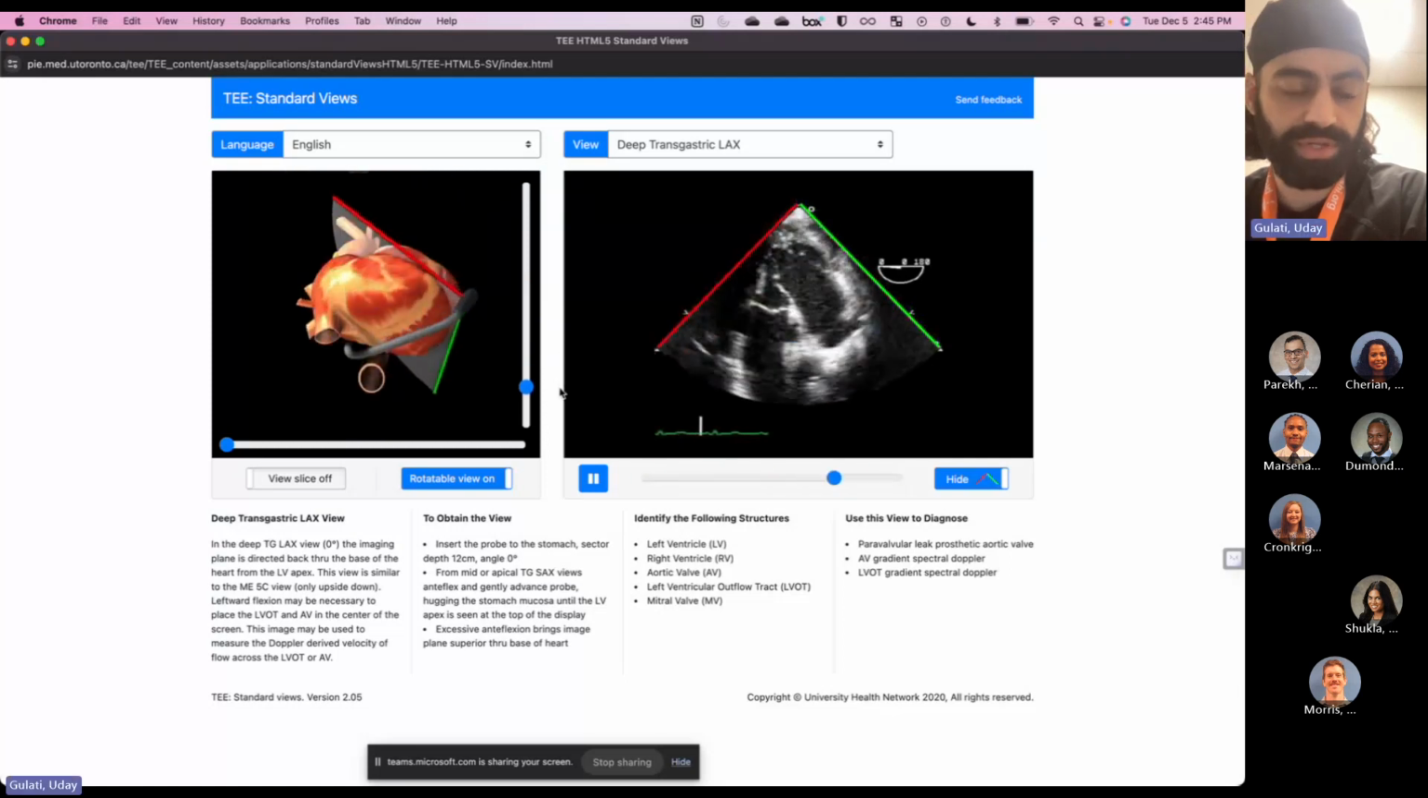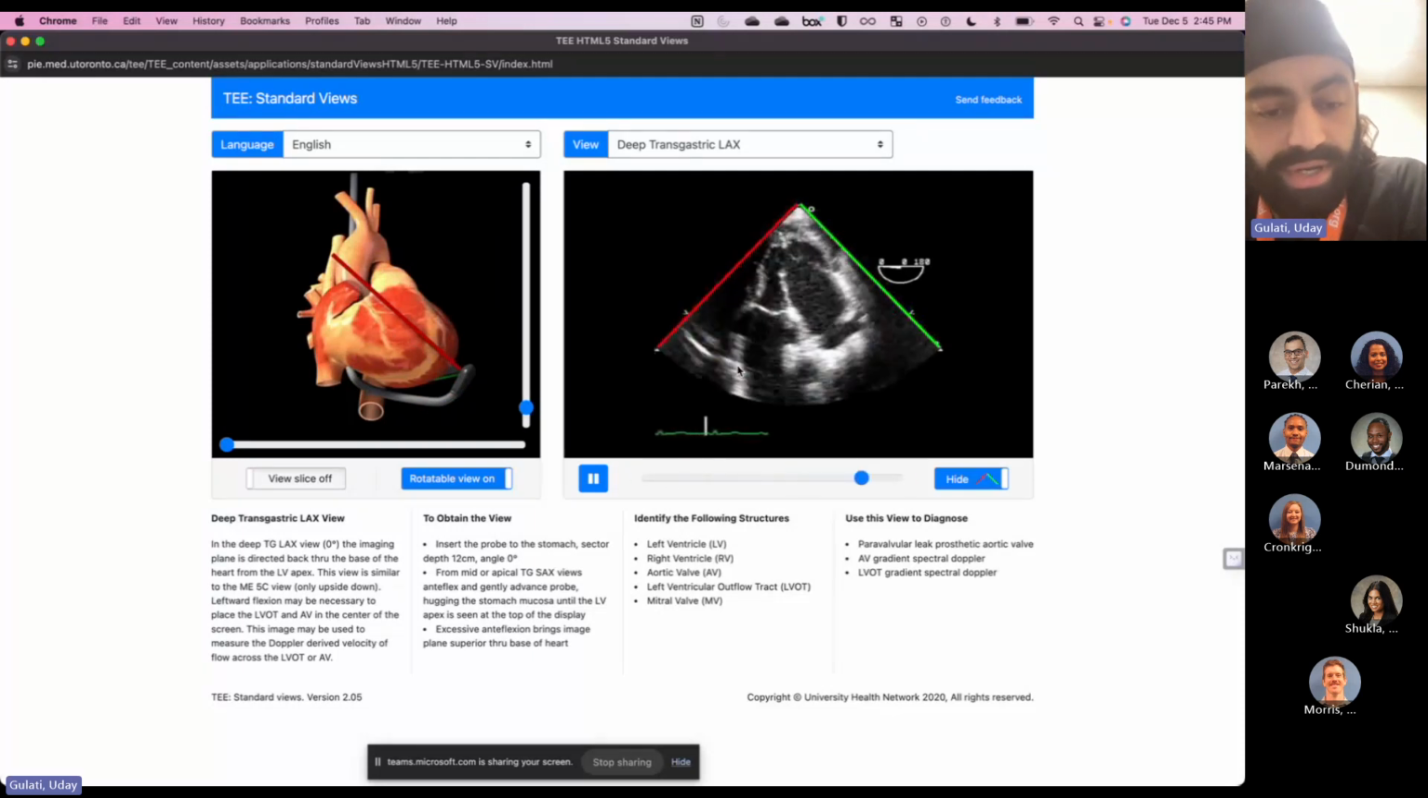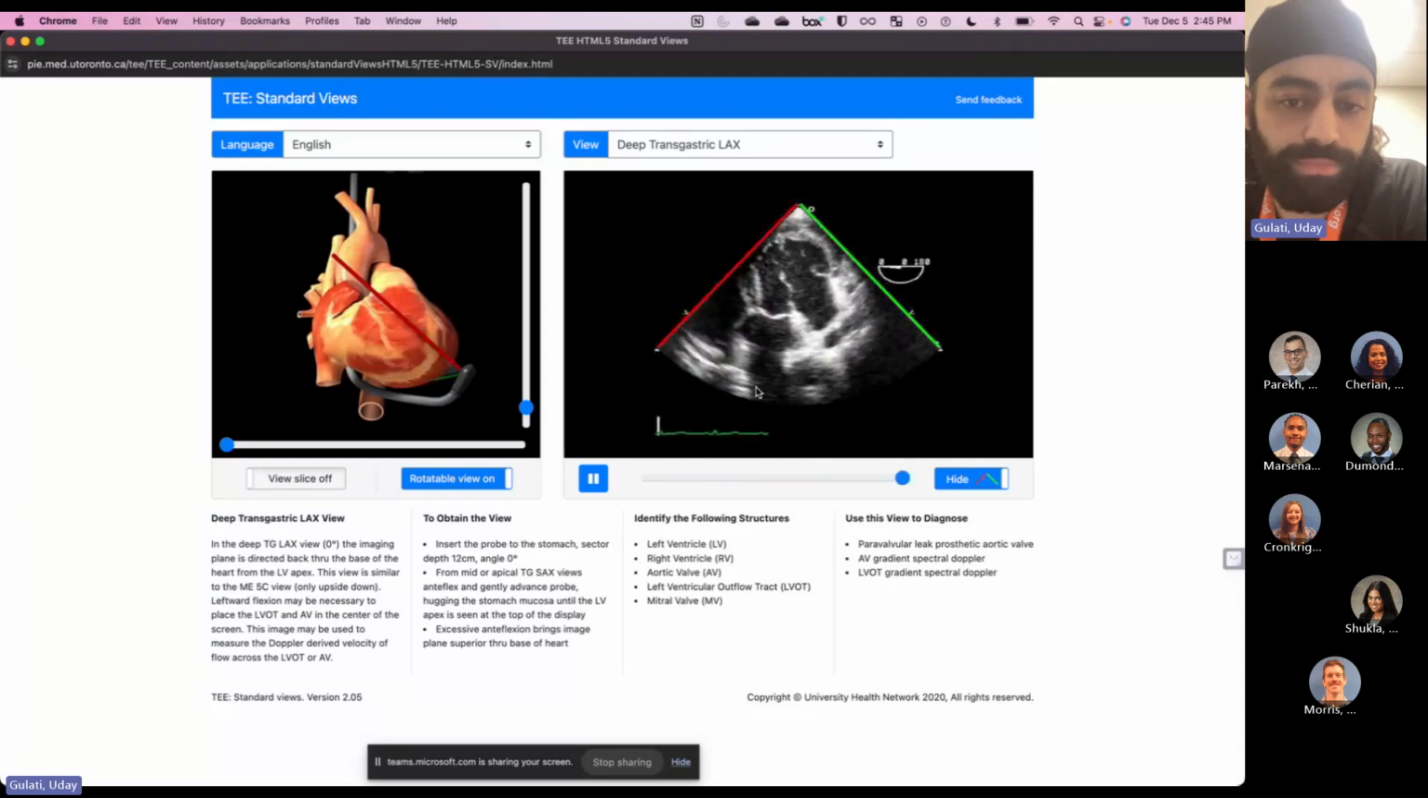You see how far around the heart it goes, literally to the apex. Your stomach is coming down this way. You're going to go more and more and more, and then shoot the probe up this way back towards the vessels. And that's how you'll be in line with your left ventricular outflow tract. It's called a deep transgastric long axis view. So now your beam is directly in line with your probe, and so now you can accurately measure your left ventricular outflow tract gradient.